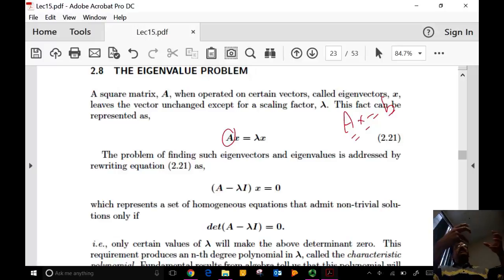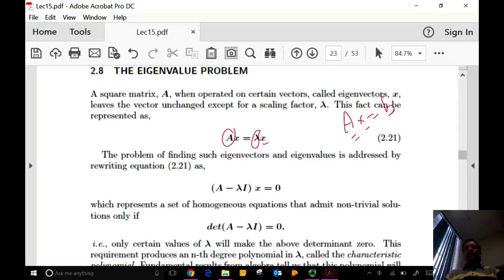So A is treated as a machine that converts vectors to other vectors. Okay? So it's a transformation, it's a process. But eigenvectors are those that give you back the same vector. If you multiply it by x, it gives you back the same vector, except it is stretched. And the extent of stretching or contraction is your eigenvalue.